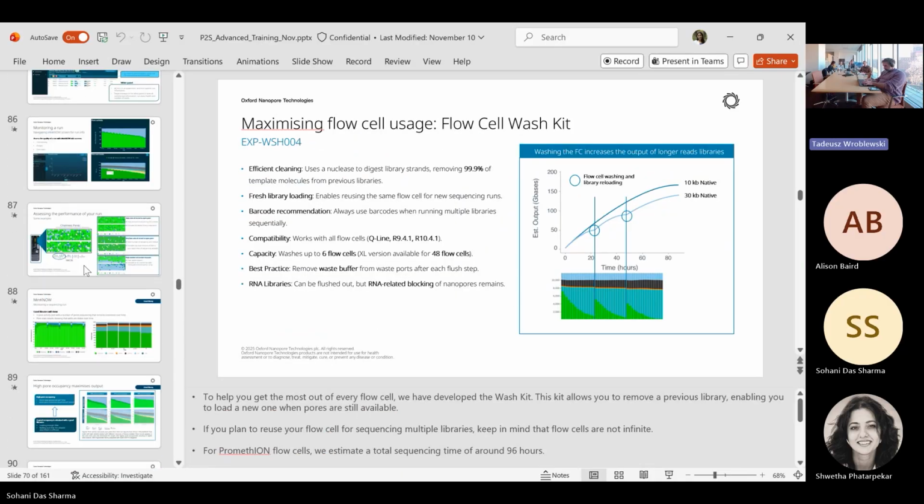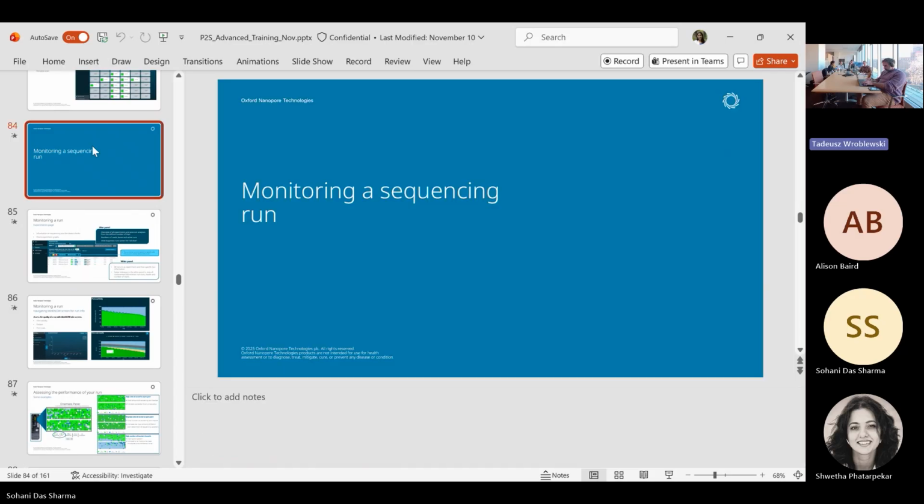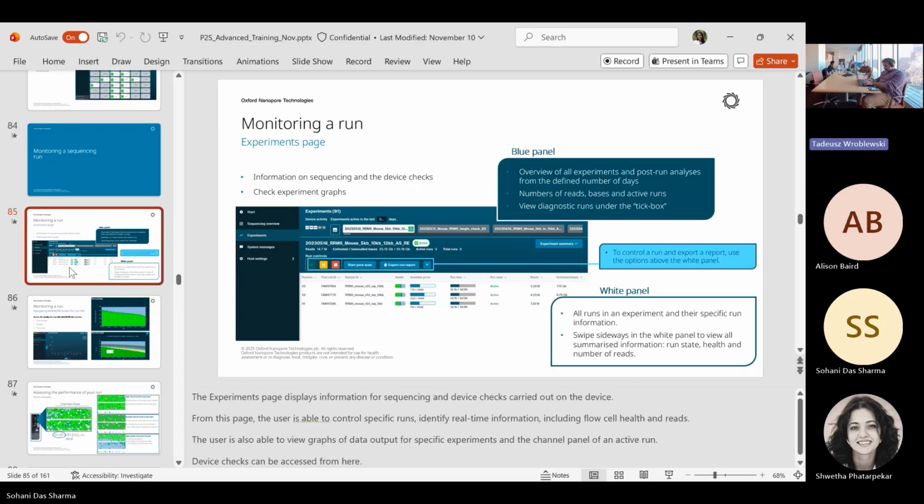Now I would directly go to monitoring a sequencing run. We already talked a little bit about it. Go to the experiments part, right? Then you would be able to see how many samples are sequencing. And if you double click here, you would be able to see the whole channel panel.